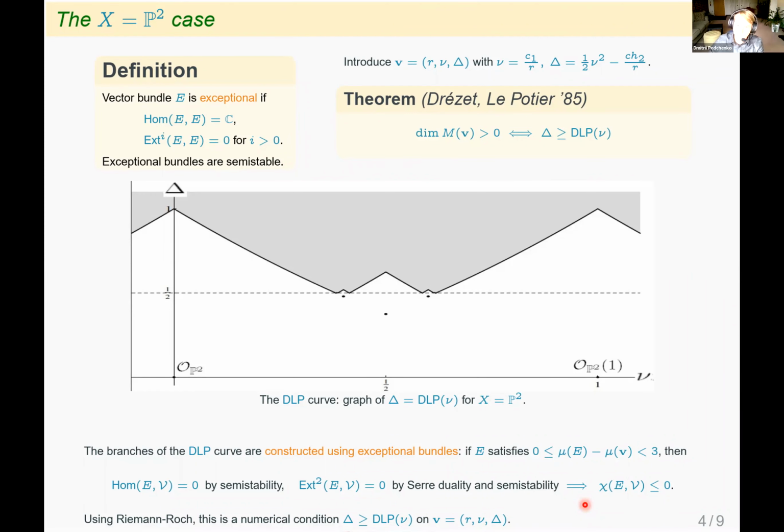One thing I want to add is that if your character happens to lie on the DLP curve, then we have equality here. So the Euler characteristic from E to V is 0, or in other words, delta is equal to DLP.